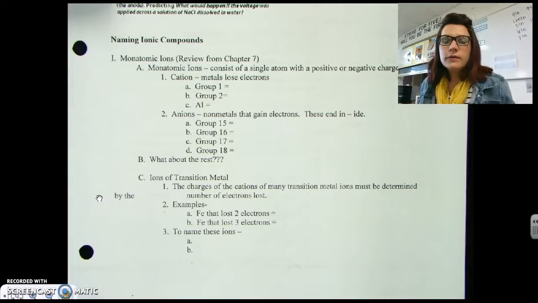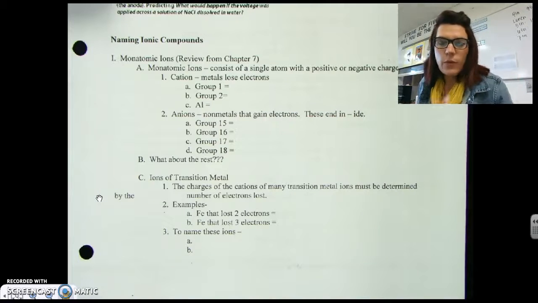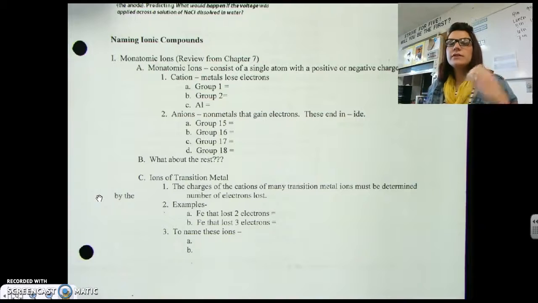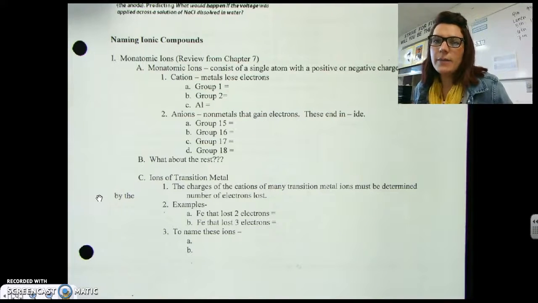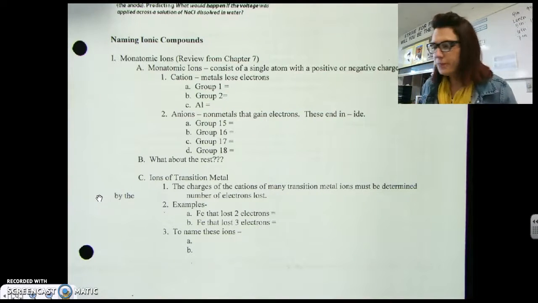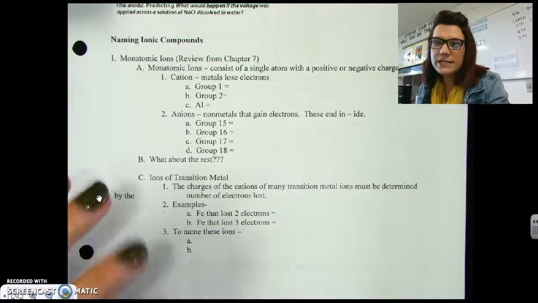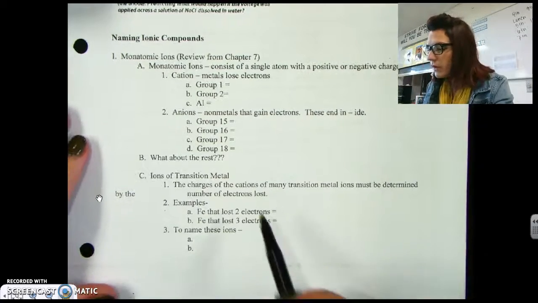Okay, now that you know a little bit about properties of ionic compounds and what it means for something to be an ionic compound, we're going to talk about how we name these things. It's a lot harder to name an ionic compound than it is to name a covalent compound. A lot of you have seen this before, especially in physical science, so let's do a rundown of what we're going to be doing.